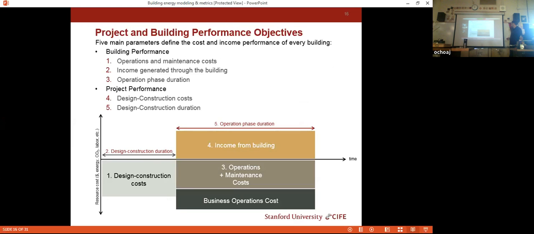Okay, so project building performance objectives. So once again, what is this showing? Well, first, this here is cost, and this is time. We have time, and we have cost. So this time frame here, what cost is being represented by this? Good. Cost of gathering materials. That's right. This is the cost of building.